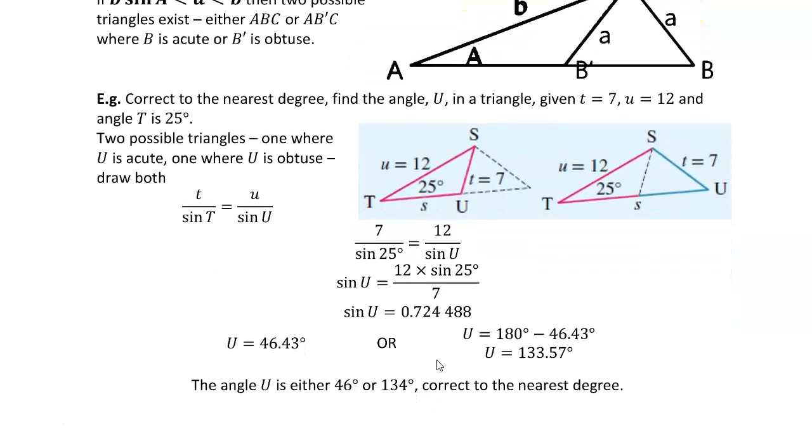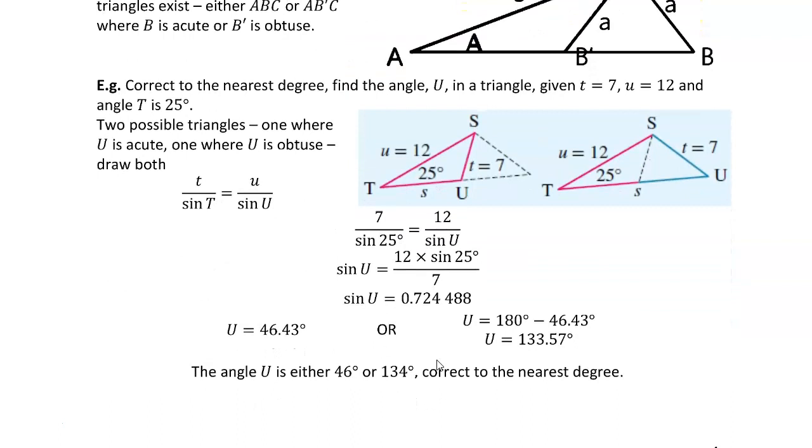So here again is some worked examples. Correct to the nearest degree, find angle U in a triangle given that T equals 7, side U equals 12, and angle T is 25 degrees. Now, because of that information, because we're given angle T, which is the non-included angle, not between these two, we don't know what the other angle could be.